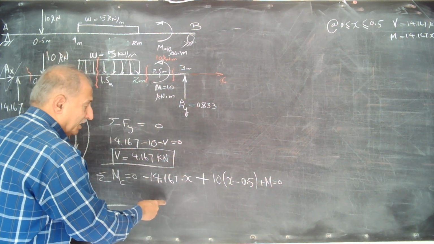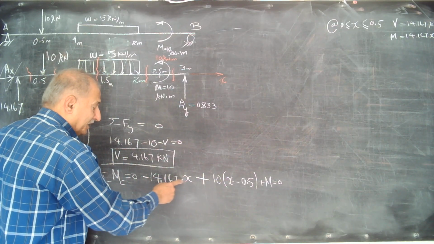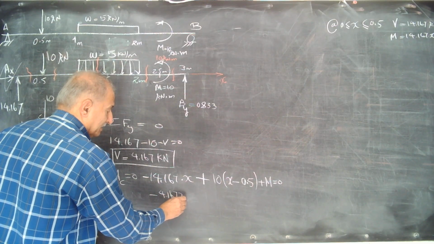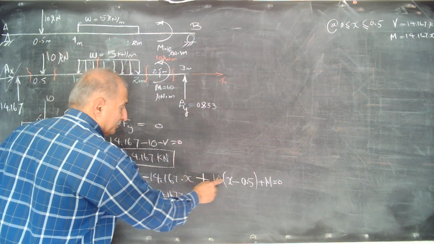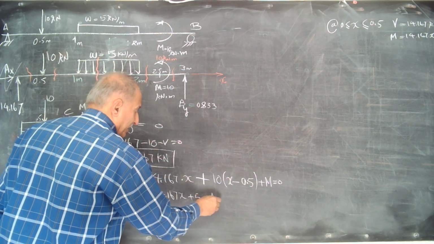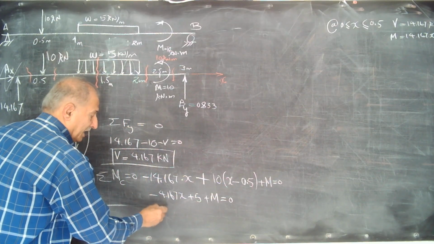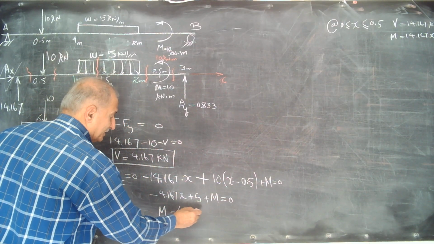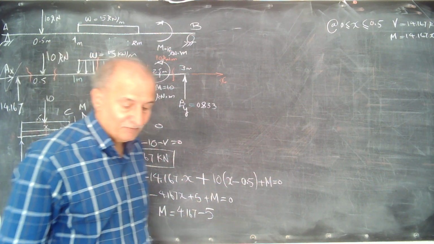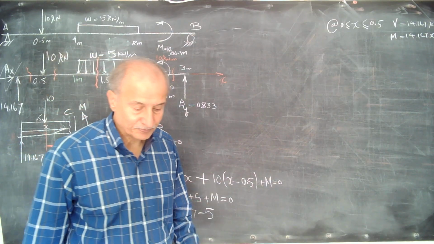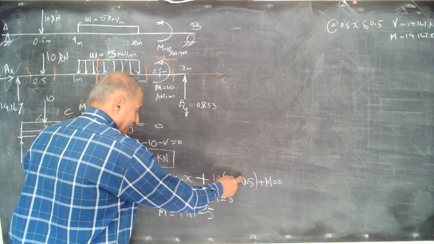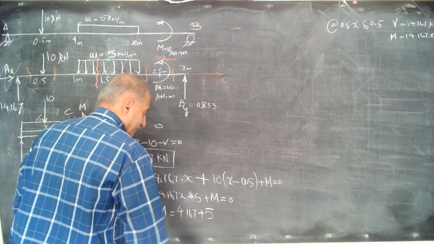Equals 0. Calculate m. This is 10x minus 14x, which is 4.167x. And what else? 10 times 5 plus 5 plus m equals 0. m is equal to 4.167 minus 5. Minus or plus? It is minus. 10 times this is minus. No, minus, and then it became plus.